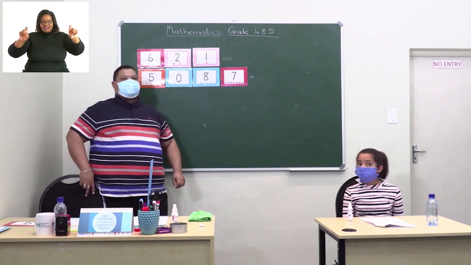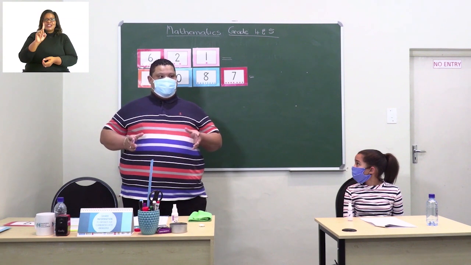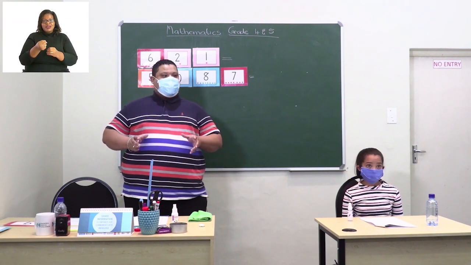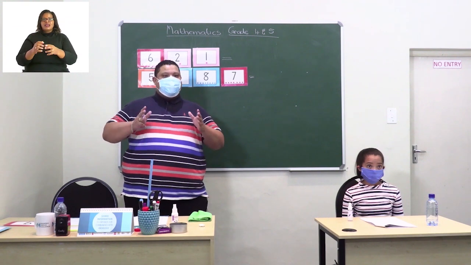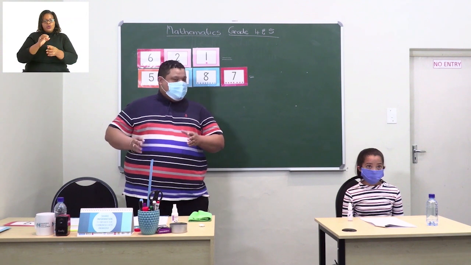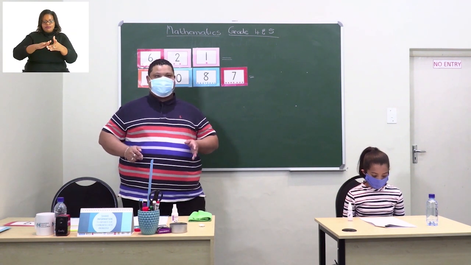Here we have 621. Now, this is the number. Now they want us to write that number in expanded notation. So we're going to break up the numbers according to their values. My friend, you have got your book in front of you. Are you ready? Let's start.